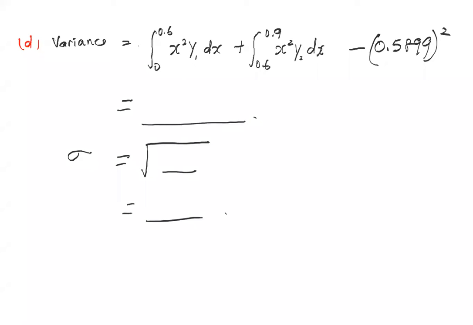Let's go to part E. Shall we? Okay, when you talk about part E, you have to be very careful. You have to know that my possible value of x is from 0 to 0.9. Then the cutoff point is at 0.6. So if between 0 to 0.6, I use my y1. If this one, I use y2.